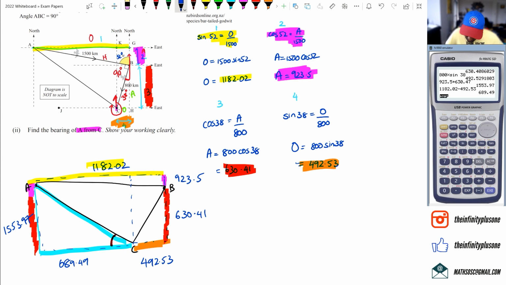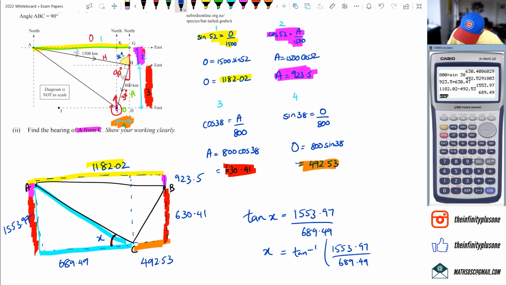Okay, with that in mind, now I can actually work out what that angle is. I'm going to call this x. Tan of x is opposite over adjacent, which is 1553.97 divided by 689.49. So the angle is inverse tan of 1553.97 divided by 689.49. Let's hope this actually works. All right, so that's going to give us an angle of 66.07 degrees.